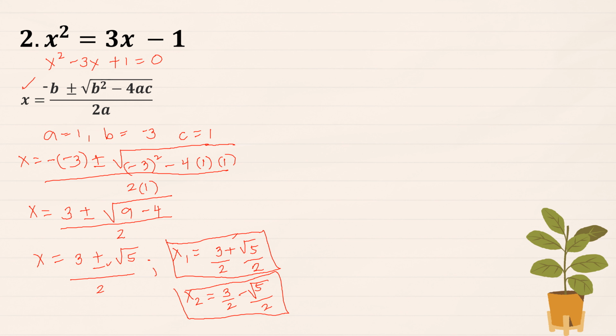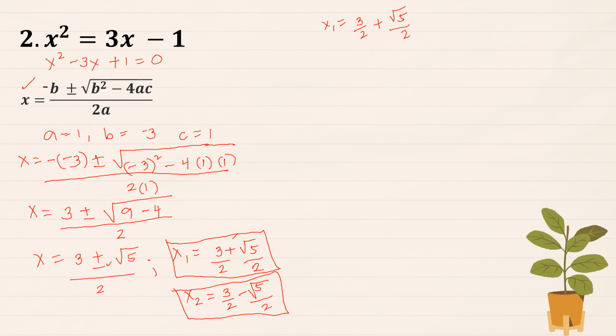So to further check if our values are correct, we will just use at least one value. Our value is irrational. So when can we say our value is irrational? If it is containing a radical sign and it is not a perfect square. So using the first root, which is 3 halves plus square root of 5 over 2.